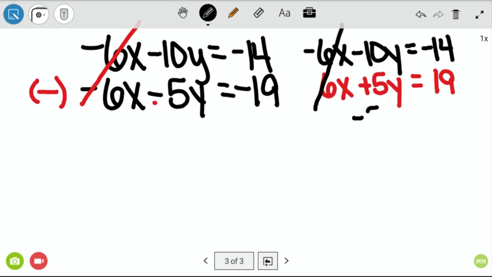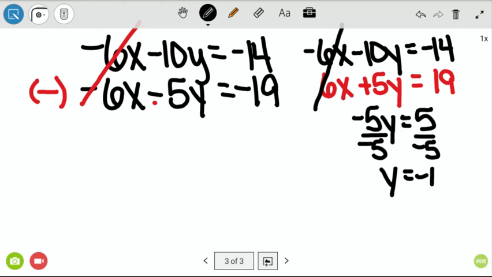Negative 10 plus 5 is a negative 5y. Negative 14 plus 19 is a positive 5. So we divide by a negative 5 and we get y is negative 1.